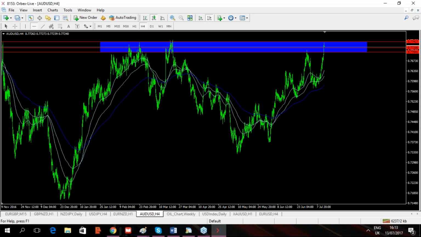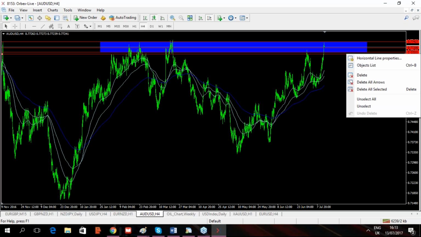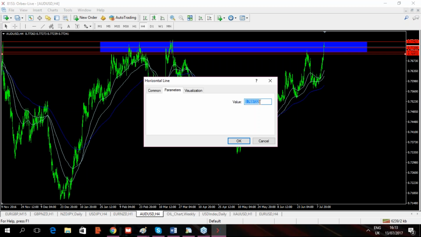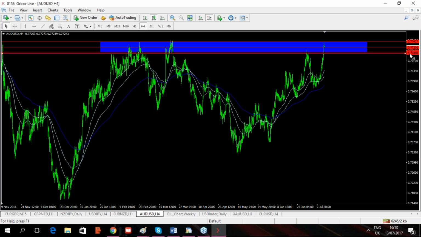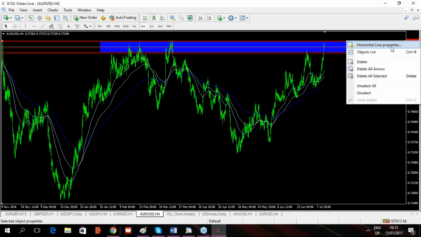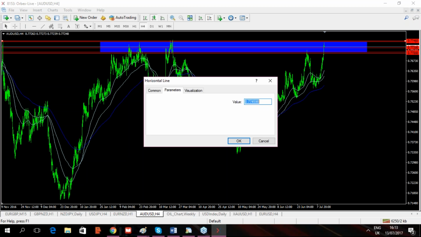So what I'll do next is I'll just add on the line at 7700 as well. Okay, so 7700 psychological level. Add one more line right there just to give you an indication, and then another line at the very top at 7750. Okay, so we'll just insert that. There you go. So you got 7750 right there.